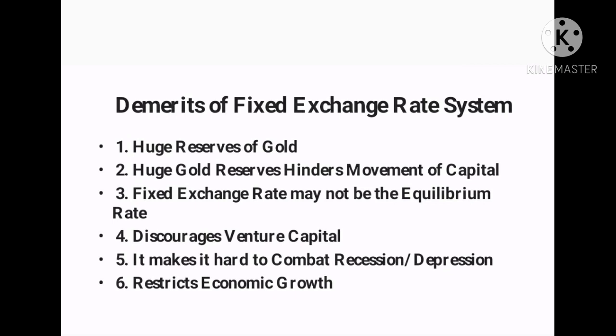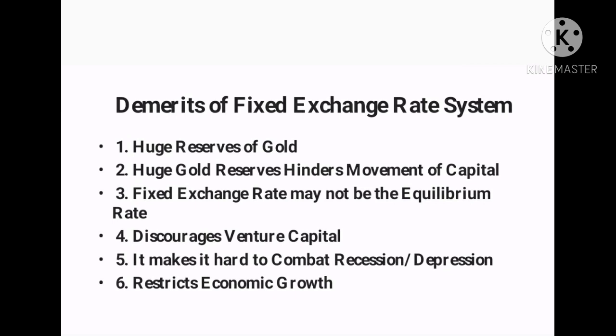Third, fixed exchange rate may not be the equilibrium rate. Equilibrium means where demand and supply intersect, but under this exchange rate, determination is done by government. Fourth, discourages venture capital. It does only international payments, not any type of investment, so it discourages venture capital.